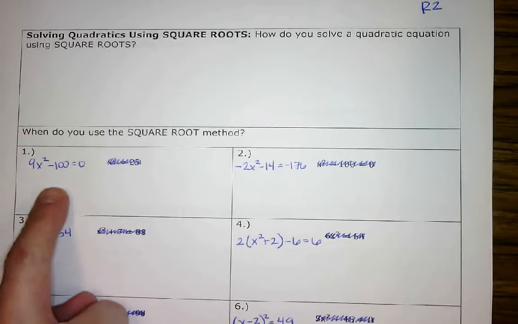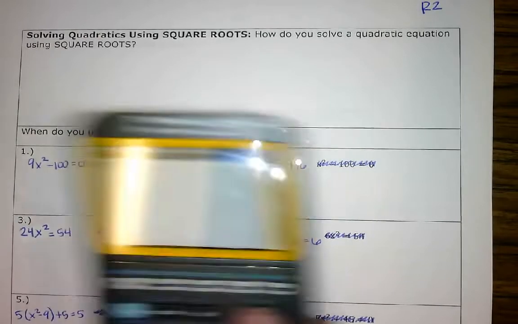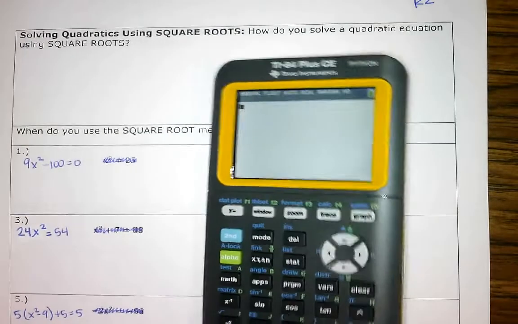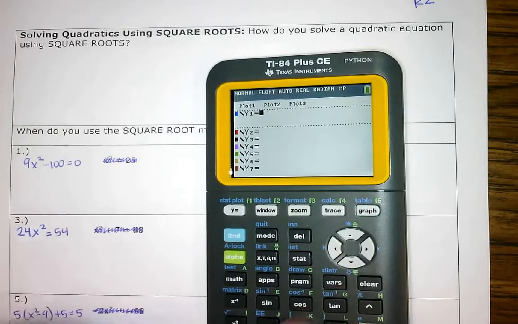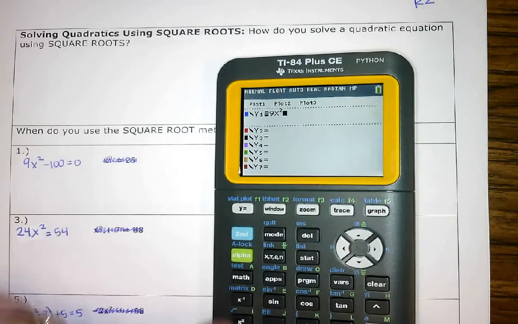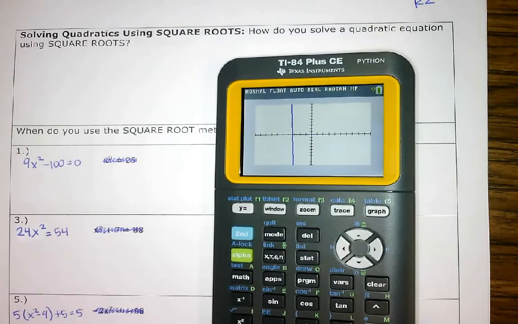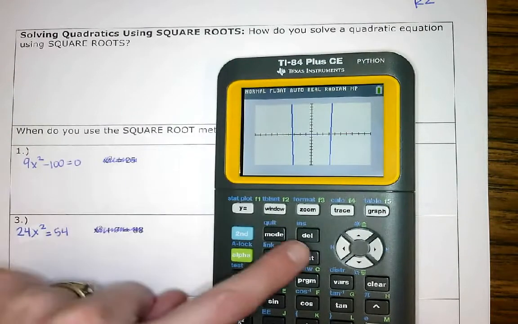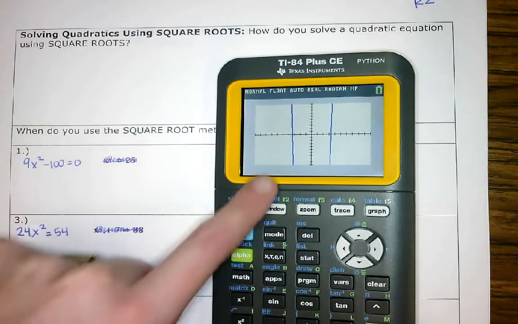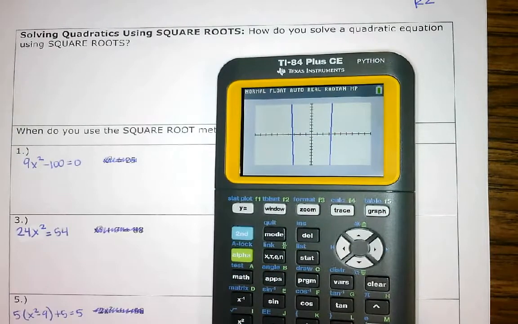So, for example, with this 9x squared minus 100, it has to be equal to 0 if you want to graph it here. So we'd say 9x squared minus 100. If we graph this, we would see, okay, it's a parabola. It goes way down low and then up. So it does have two solutions. We could find them there, convert those decimals to fractions.